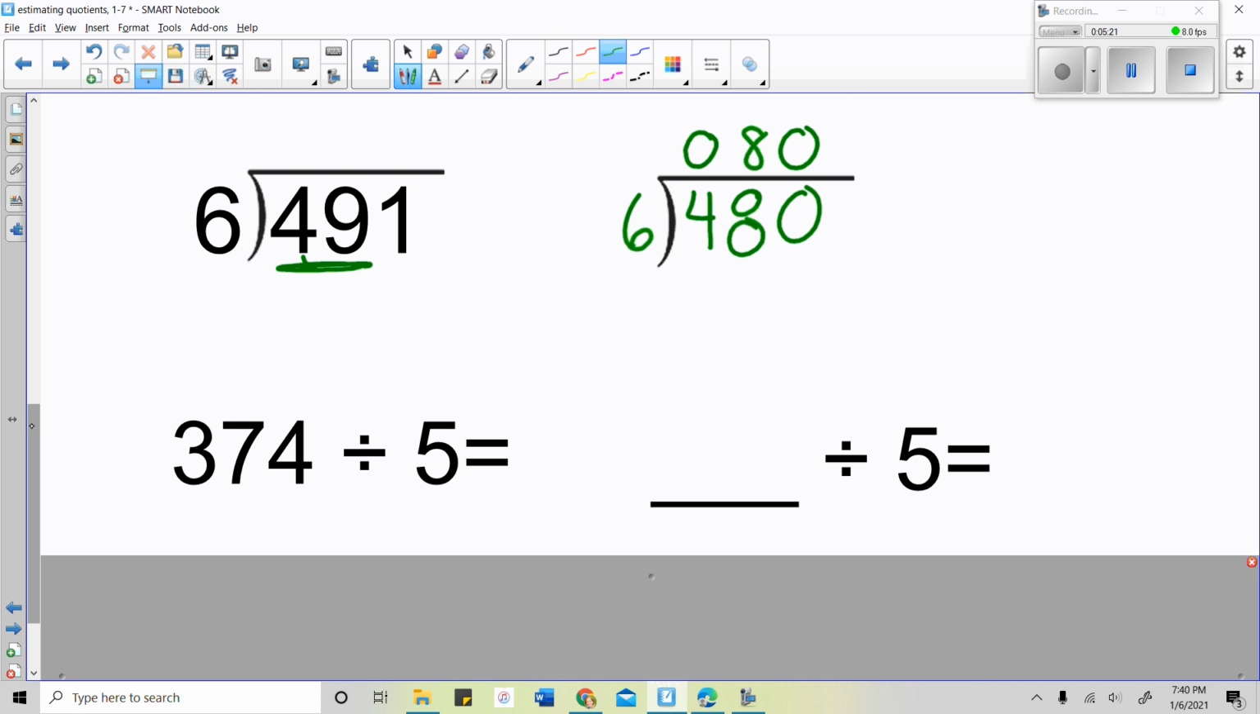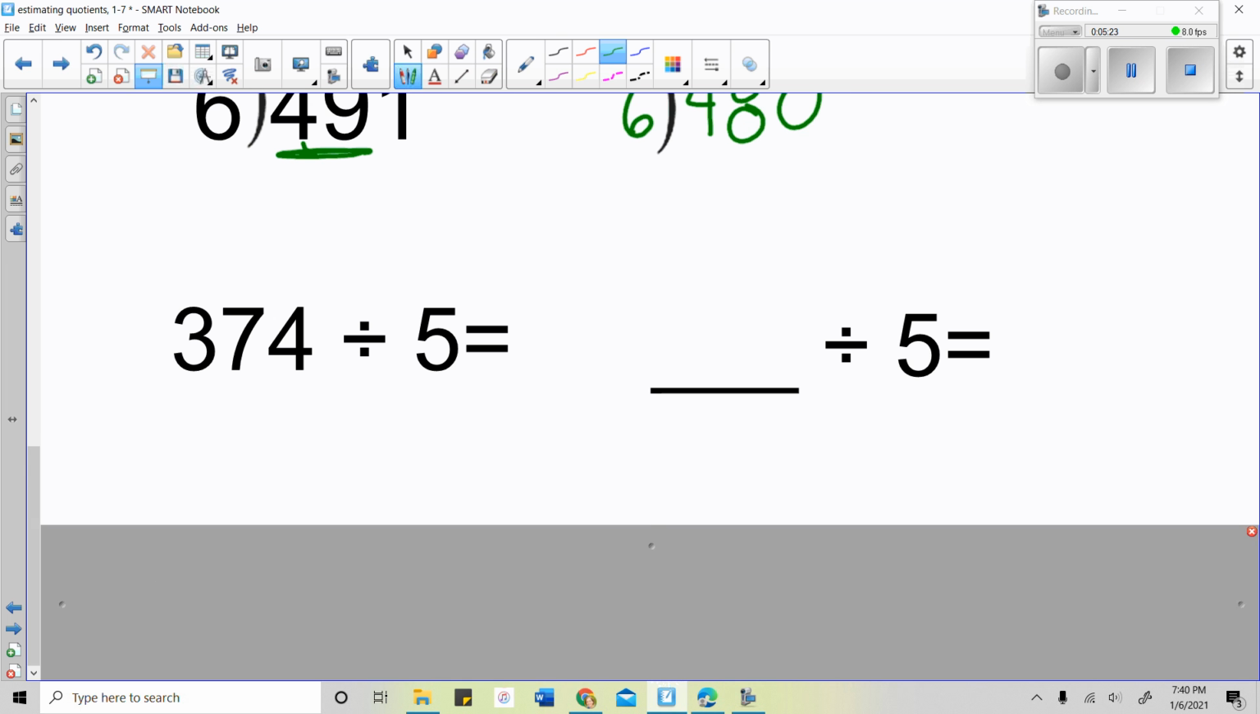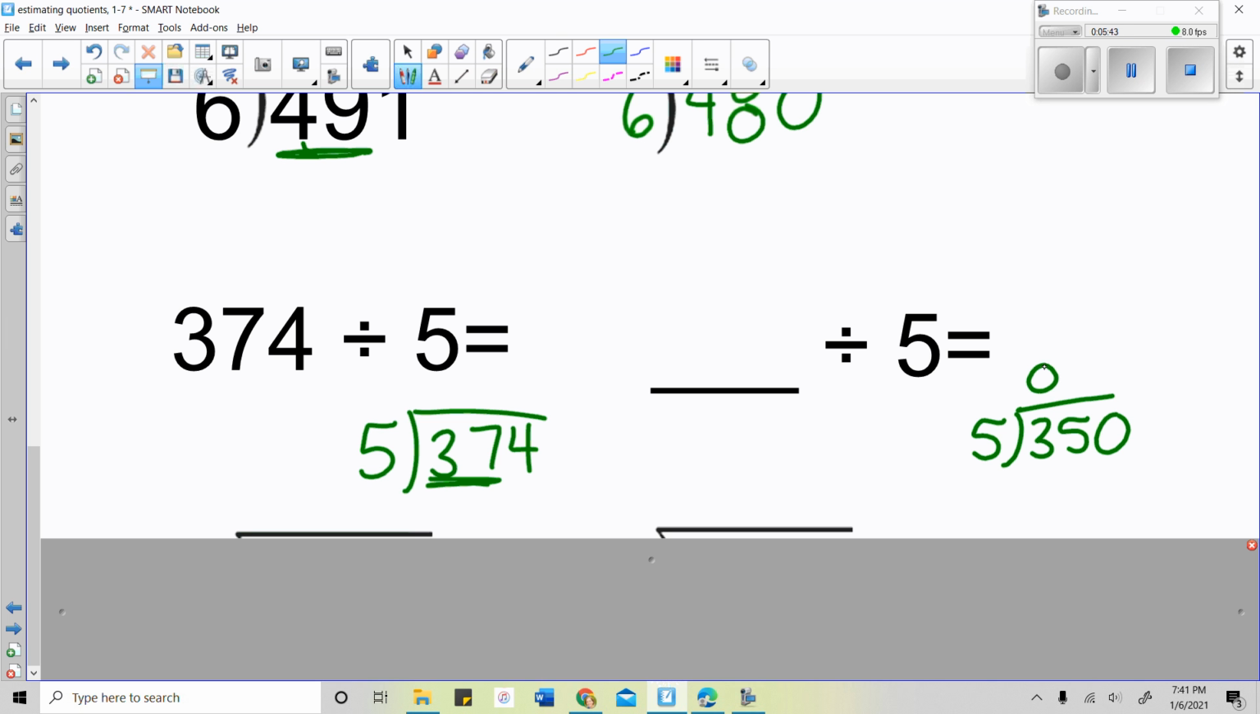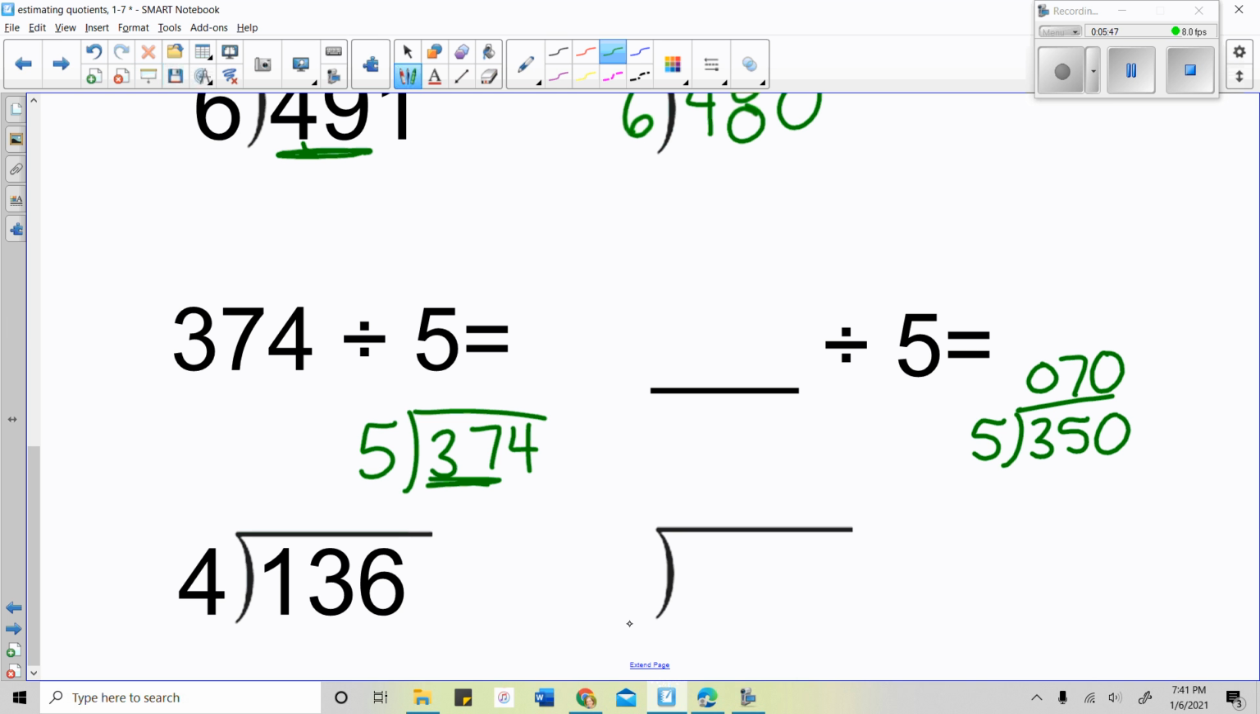Okay, next one. Write it down. Pause the video. Now this one you are going to want to set up that long division house because you're not going to want to solve it horizontally. And underline the 37 in the dividend. Now pause the video. Okay, so your compatible number would have been 35. You put a 0 on the end, and your answer is 70.